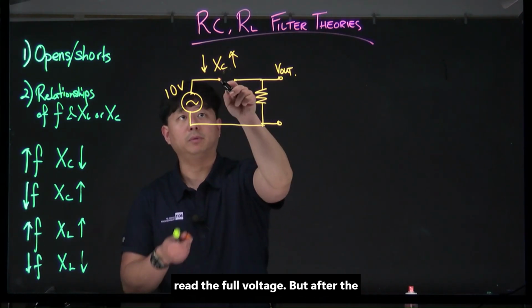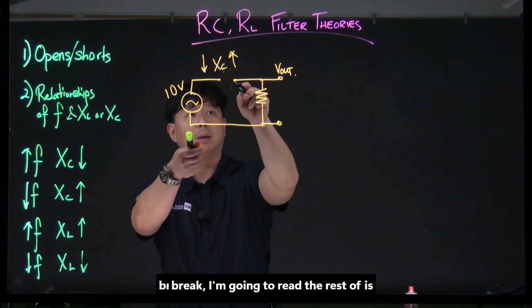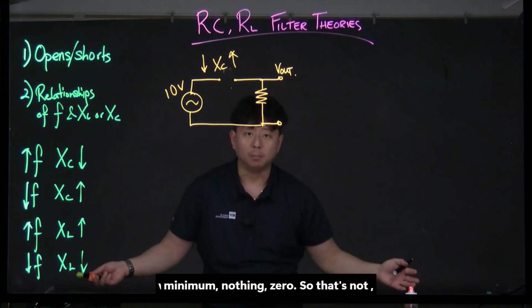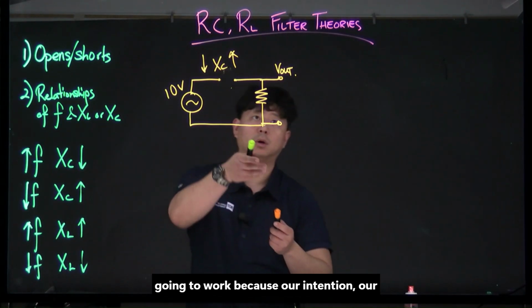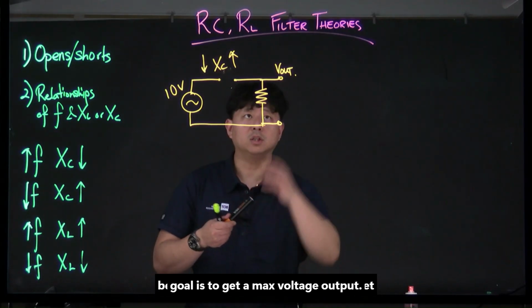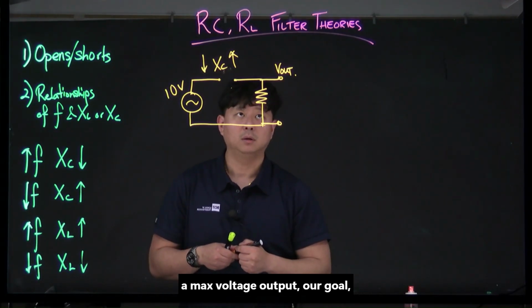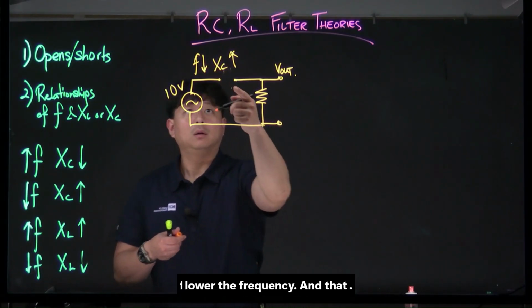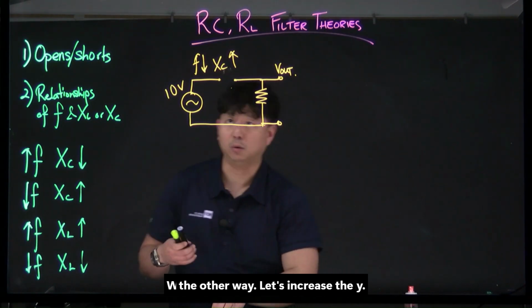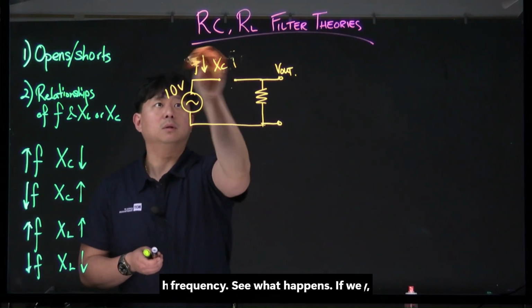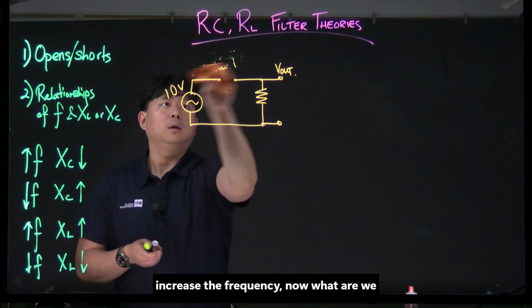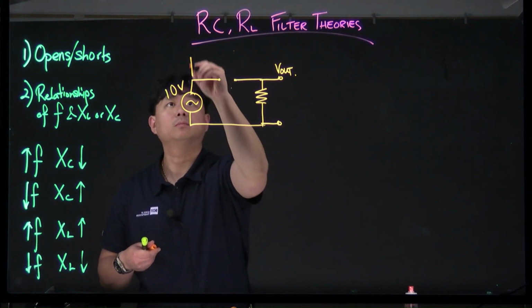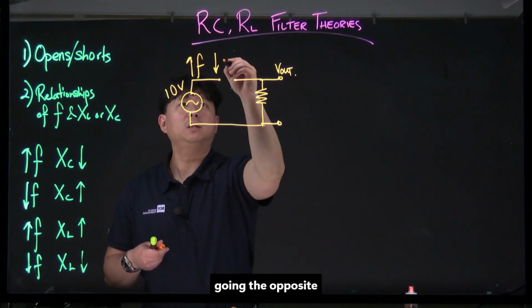Before the break, I'm going to read the full voltage. But after the break, the rest is all going to be 0, which means my voltage output is going to be minimum, nothing, 0. So that's not going to work, because our goal is to get a maximum voltage output. Well, we lowered the frequency, and that didn't work. Let's go the other way. Let's increase the frequency and see what happens. If we increase the frequency, what are we doing to our XC? We are going the opposite.